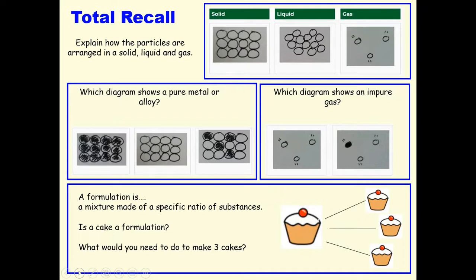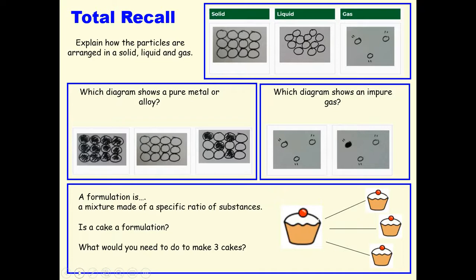Which diagram shows an impure gas? Well, it's a bit like a pure metal. An impure gas is the gas that has at least 2 types of particles in it. So it's the right-hand side picture that is the impure gas. The left-hand side picture is the pure gas. A formulation is a mixture made up of a specific ratio of substances.